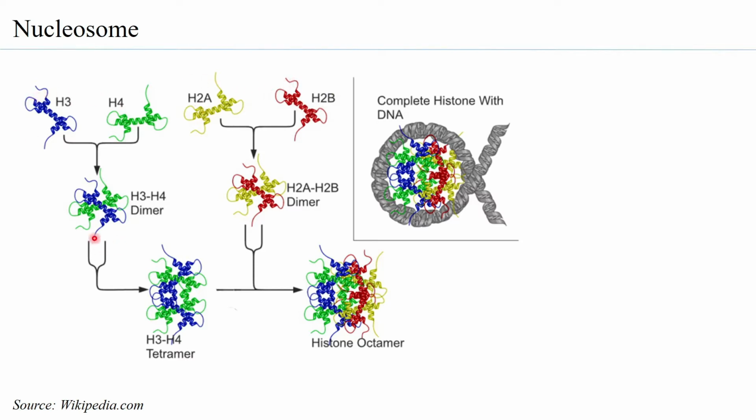But interestingly, what has been observed is that when these histones are synthesized in the cytoplasm itself, the H3 specifically interacts with the H4 to form the dimer, and the H2A interacts with H2B to form the H2A H2B dimer. So it is first dimerized into heterodimer. So this is a heterodimer comprising H3H4. This is another heterodimer comprising H2A H2B.